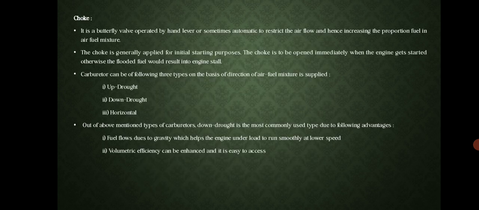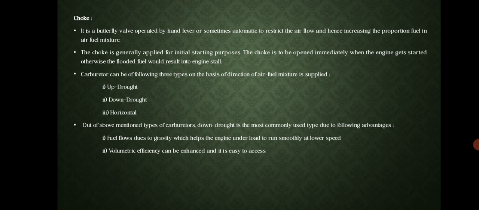Next is the choke. It is a butterfly valve operated by a hand lever or automatically to restrict the airflow and hence increase the proportion of fuel in the air-fuel mixture. The choke is generally applied for initial starting purposes. The choke is to be released immediately when the engine gets started, otherwise the flooded fuel would result in engine stall.